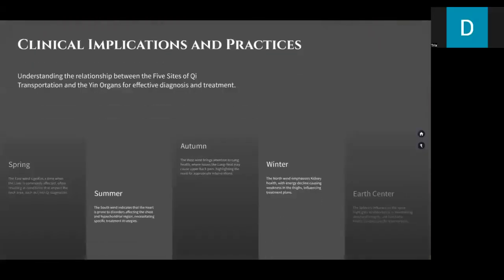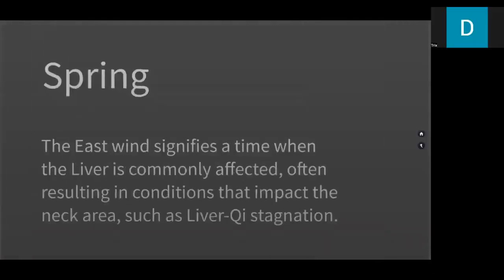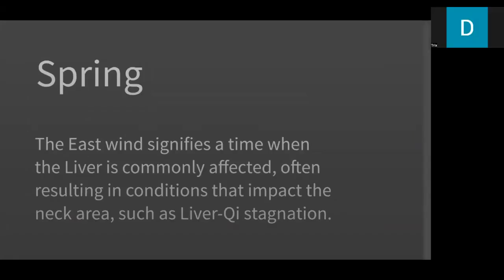Clinical implications and practices. Understanding the relationship between the five sites of qi transportation and the yin organs is important for effective diagnosis and treatment. The spring, the east wind, signifies a time when the liver is commonly affected, often resulting in conditions that impact the neck area, such as liver qi stagnation.